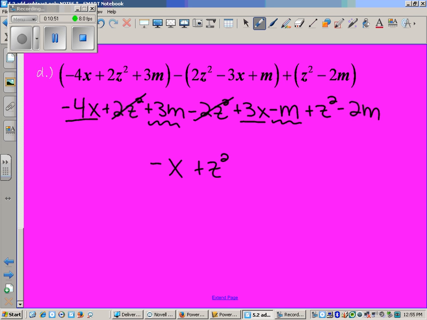Then I have a 3m minus a 1m. That's a 2m. But then what's 2m minus 2m? Isn't that just a 0? So the m's go away? So all I have left is this negative x plus z squared. That should be your final answer.